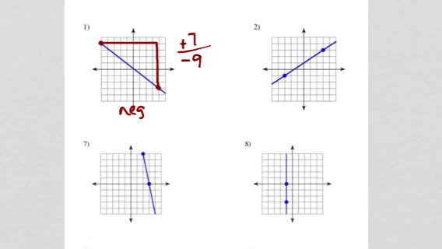Now 7 over 9 doesn't reduce, but we don't normally write plus signs. So I'm going to get rid of that plus sign. And there's my answer. 7 over negative 9. Well, I already knew it was going to be negative by the way it looked.